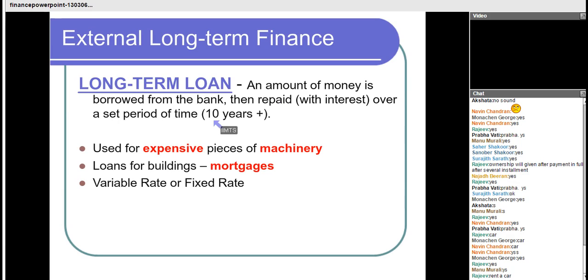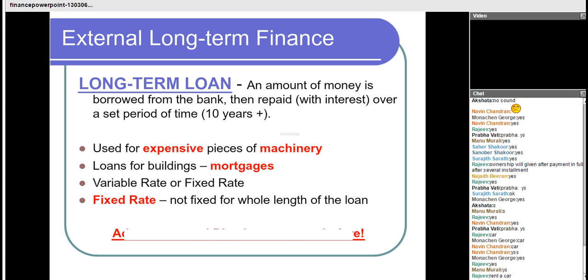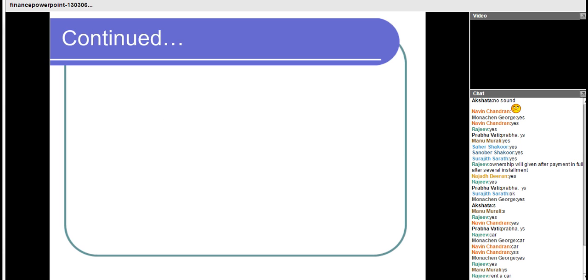The long-term loan is very simple to understand. It is something which we get for a period of more than 10 years. And it can be for the purchase of machinery. Basically, when we are doing capital investment, in that case we need a long-term loan. Then loans for building, mortgage may be available. It can be a variable rate or a fixed rate plan, that depends.